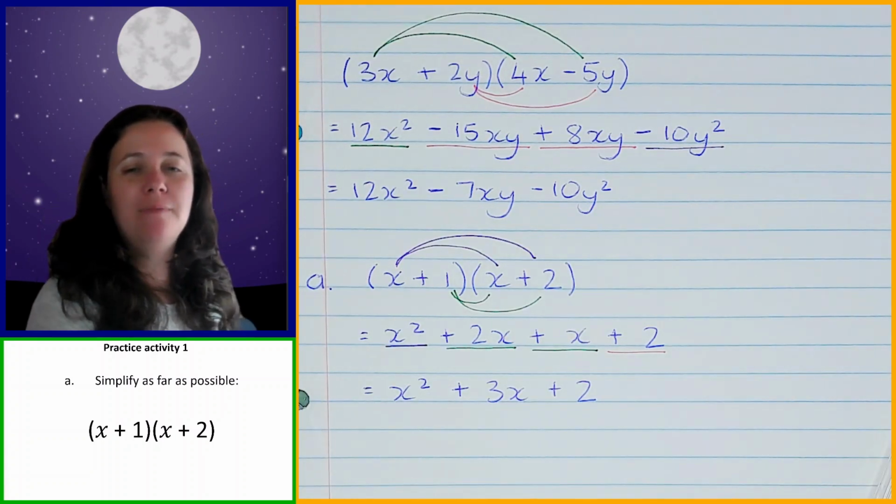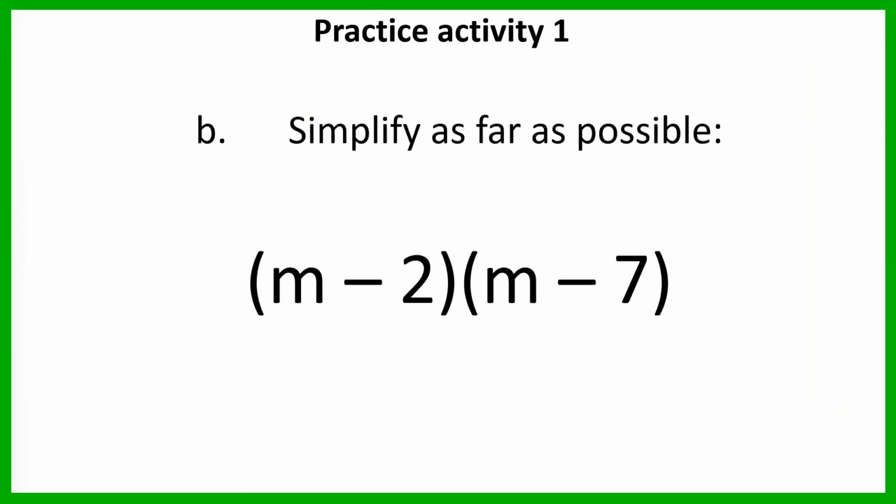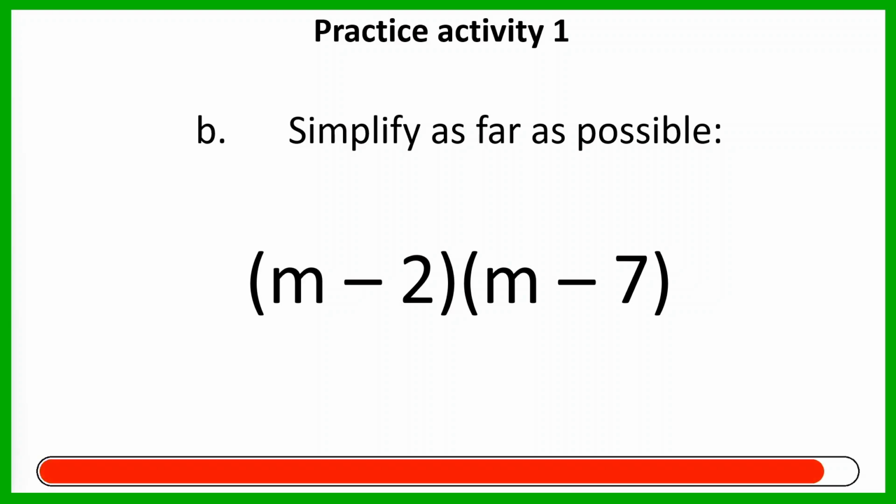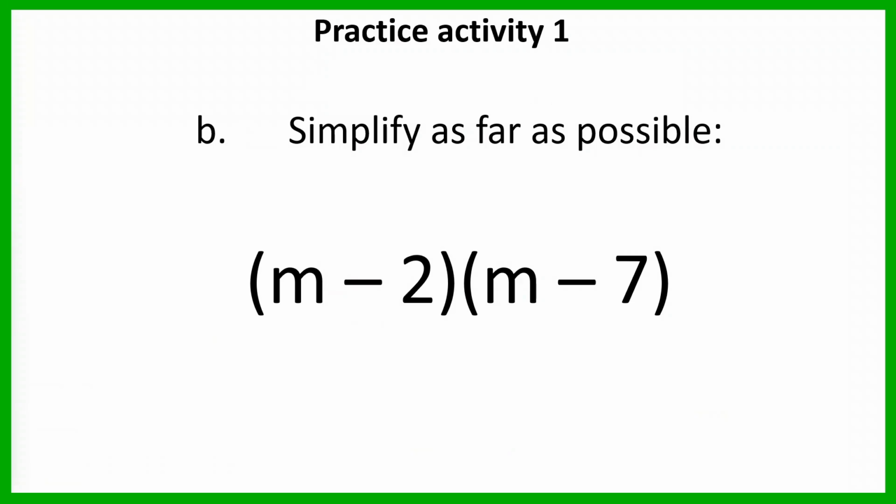Right, let's go on to question B. We've got m minus 2 multiplied by m minus 7. Okay, so I'm going to give you 30 seconds for this one as well. Okay, so let's see what you should have got.